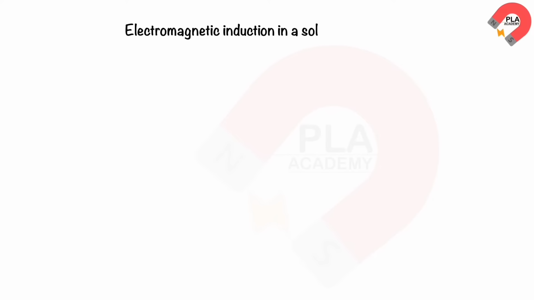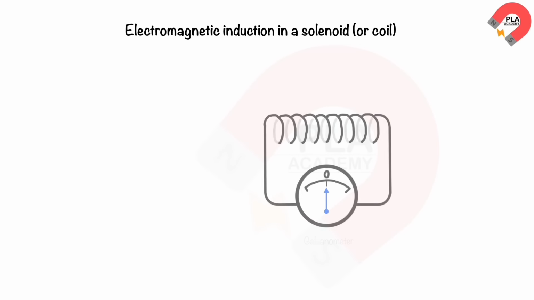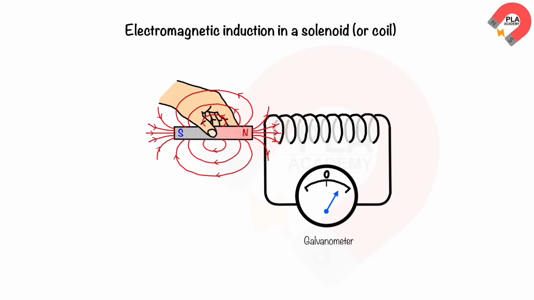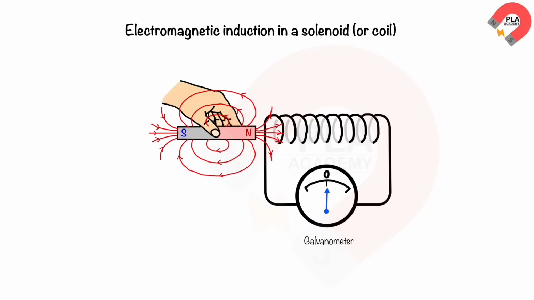Electromagnetic induction in a solenoid. When the north pole of the magnet moves into the solenoid and stops, the needle of the galvanometer deflects to the right and then returns to zero. This generates an induced current in the solenoid, which induces an induced EMF in the wire.